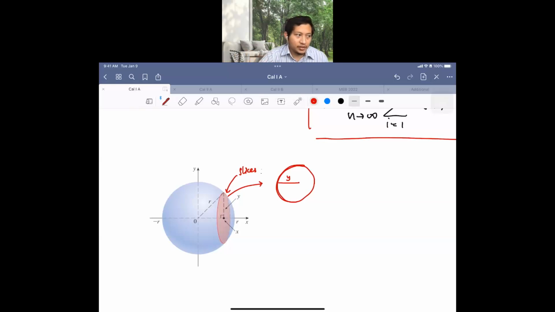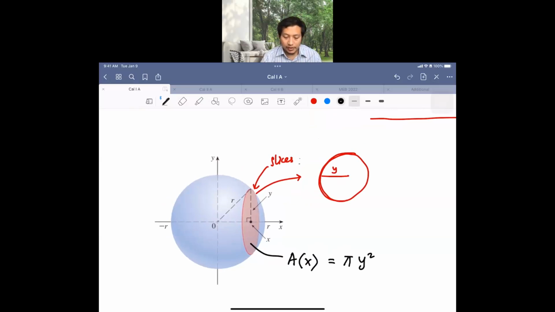Now, if we imagine this as our cross section area, and we define the cross section in the x variable, so we define this as a function of x. First we define this as pi y squared, but we need to exchange y into x. How can we do that? We can use this triangle, which has sides r, y, and x.